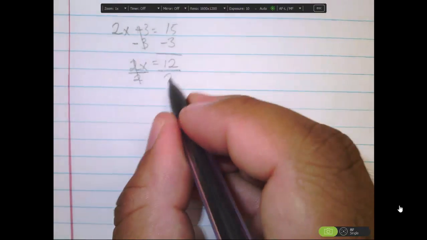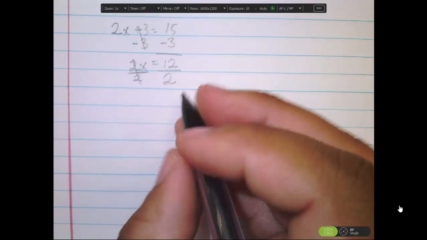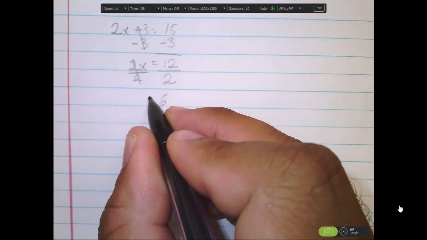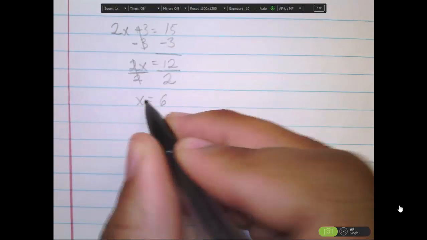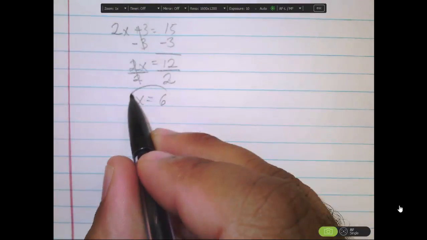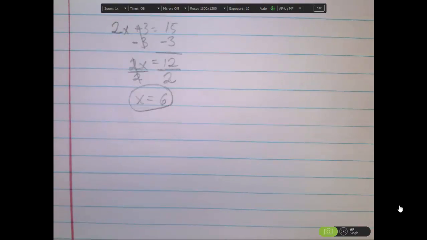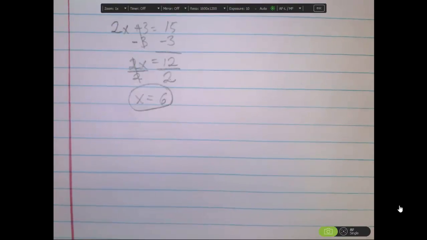Okay, divide by 2. You can do mental math here. 12 divided by 2 gives you what? Of course, it gives you 6. Bring down your equal sign, bring down your x. And it looks as though that x is all by itself. Remember, the object is to isolate that variable. All right, so we'll go ahead and circle it, and that tells us that we are done. Pretty simple, right? Yes, let's go ahead and try one more.